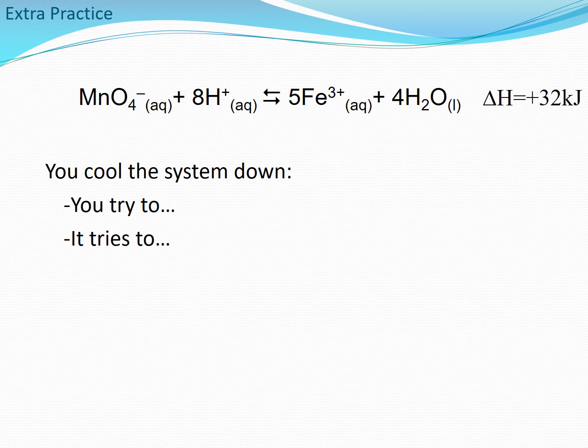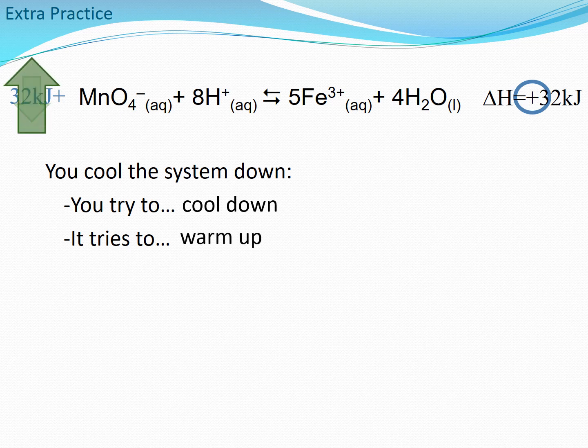Now let's put that into practice. The delta H is positive 32 kilojoules. That means the reaction is endothermic and heat goes on the left-hand side. It enters the reaction, so I write the 32 kilojoules on the left-hand side. I'm trying to cool the system down, so it is going to try to heat it up. It's going to do that by shifting to the left, increasing everything that is on the left-hand side, including the heat.